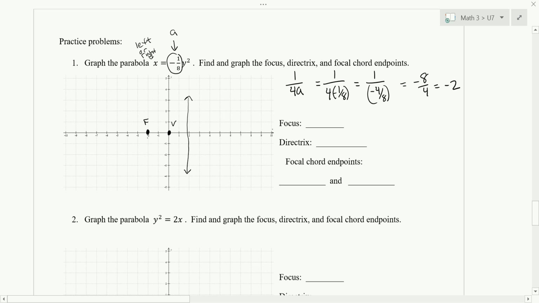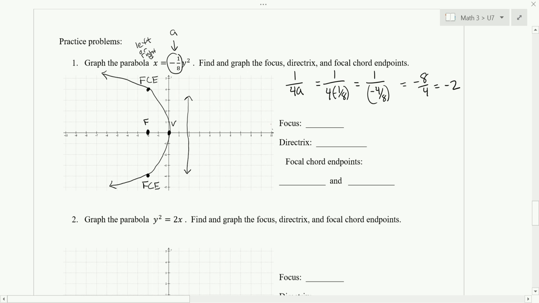Before I graph it, I'm going to put my focal chord endpoints. So we got 1 over 4a is negative 2. Double that, we get 4. And so a distance of 4 is what I'm going to travel above and below the focus. So I'm going to go up 1, 2, 3, 4 here. I'll put FCE for focal chord endpoint. I'm going to go 4 below the focus. 1, 2, 3, 4. There's my other focal chord endpoint. And so my parabola goes through the vertex and the focal chord endpoints. And there's my graph.